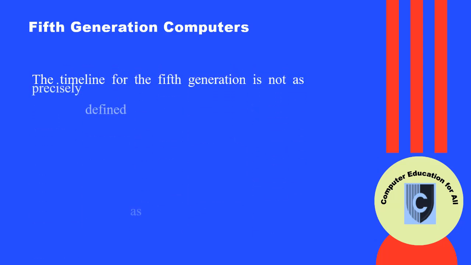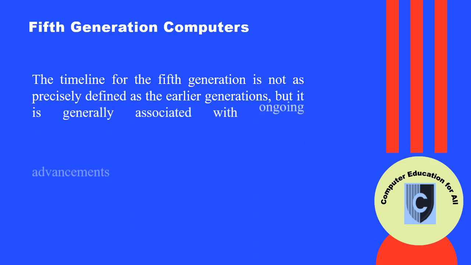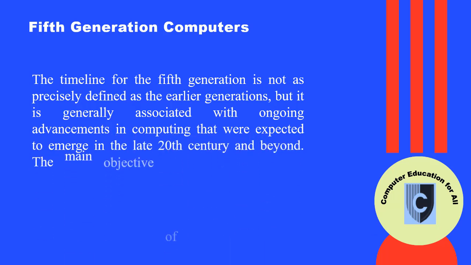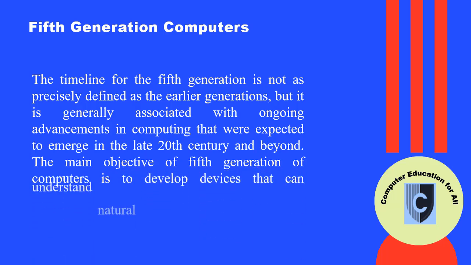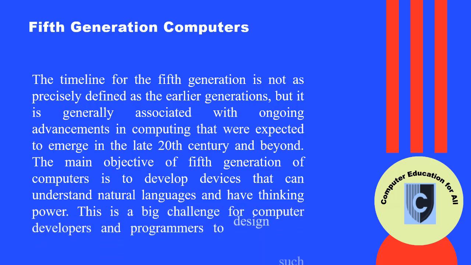Fifth-generation computers. The timeline for the fifth generation is not as precisely defined as the earlier generations, but it is generally associated with ongoing advancements in computing that were expected to emerge in the late 20th century and beyond. The main objective of the fifth generation of computers is to develop devices that can understand natural languages and have thinking power. This is a big challenge for computer developers to design such systems and software for them.